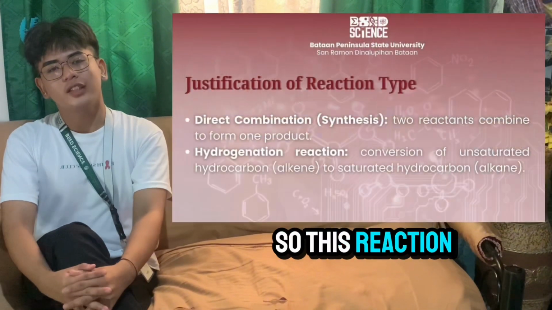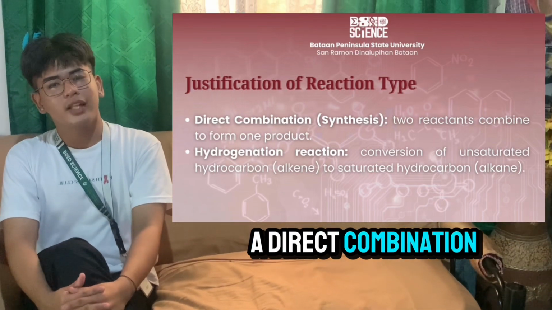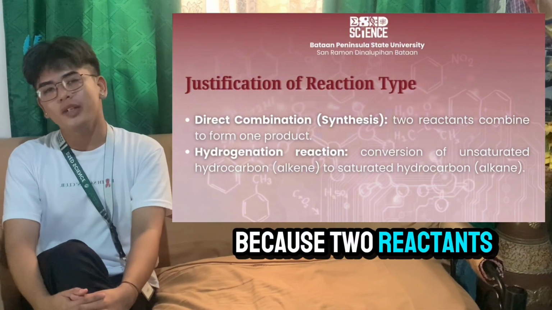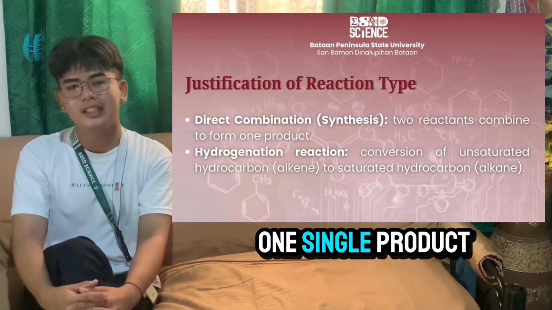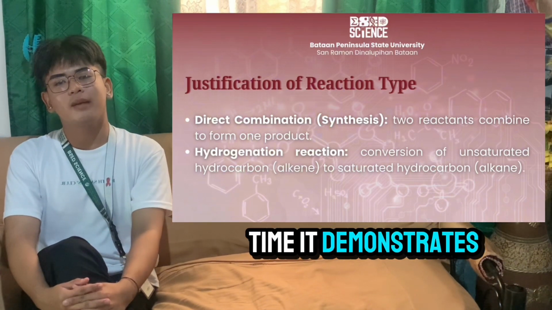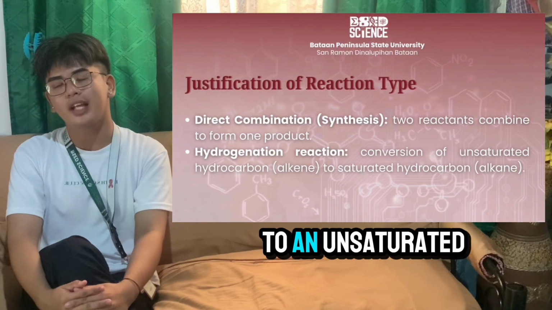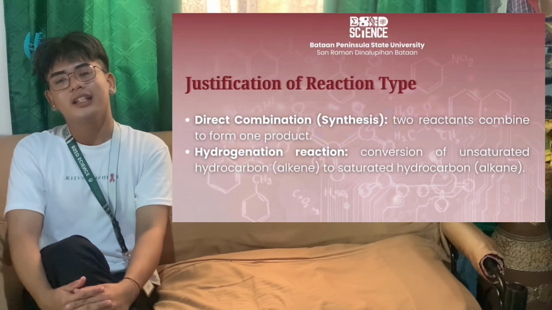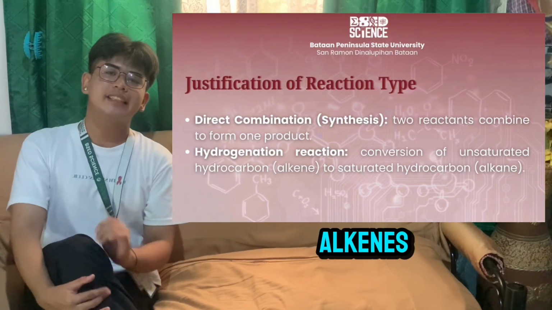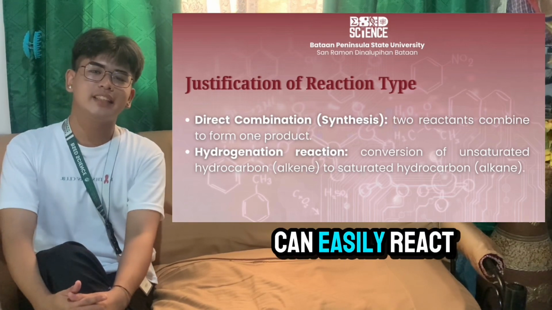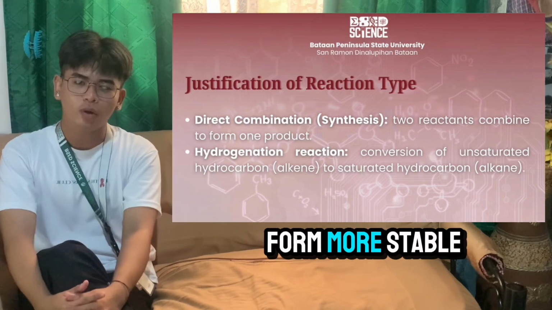So this reaction is justified as a direct combination or synthesis because two reactants combine to produce one single product. At the same time, it demonstrates hydrogenation, which is the addition of hydrogen to an unsaturated hydrocarbon. This highlights how alkenes, with their double bond, can easily react with hydrogen to form more stable alkanes.